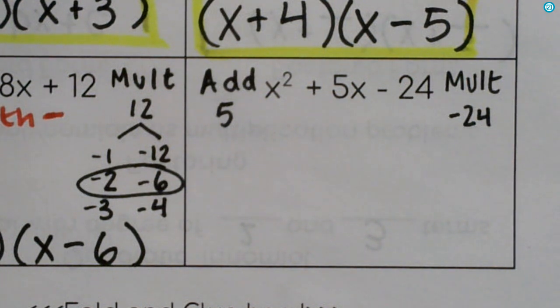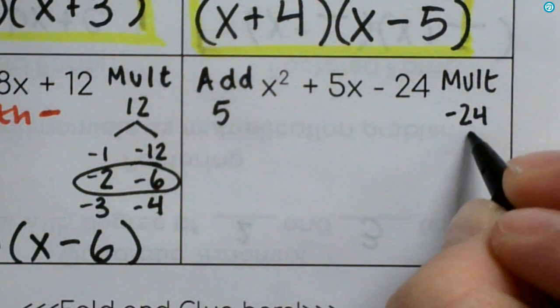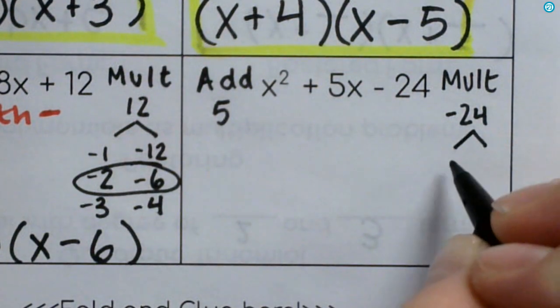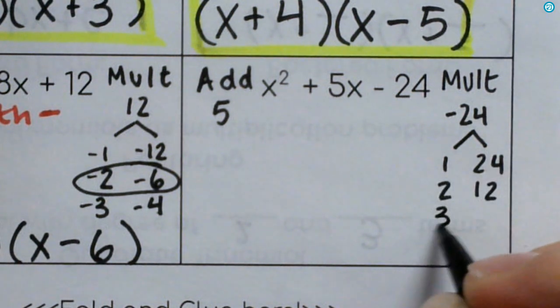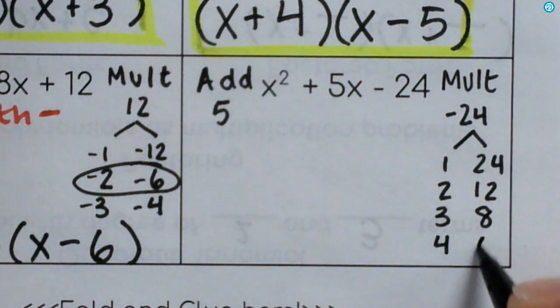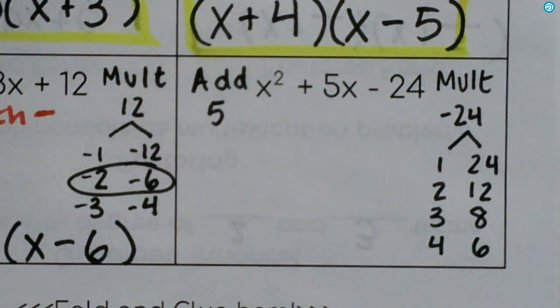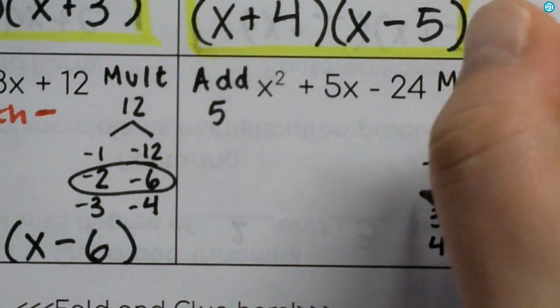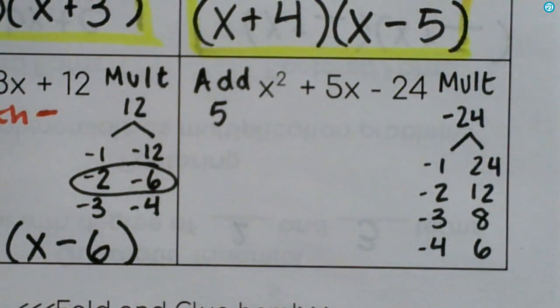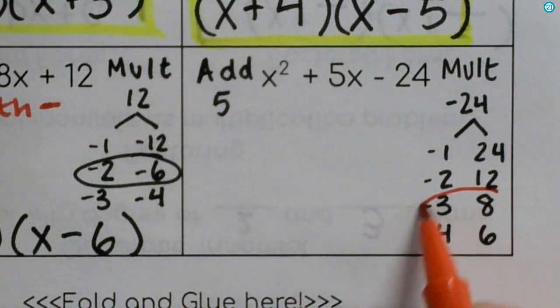Okay, multiplying together to be 24. My multiples of 24, there's a lot of them, so I'm just going to go through them for the sake of time. 1 and 24, 2 and 12, 3 and 8, 4 and 6. Okay, I need to add to be a positive. So I want my big ones to be positive. I want to make my little ones negative. So 1, 2, 3, and 4 I'll make negative. And then the ones of those that add together to be 5 are negative 3 and positive 8.